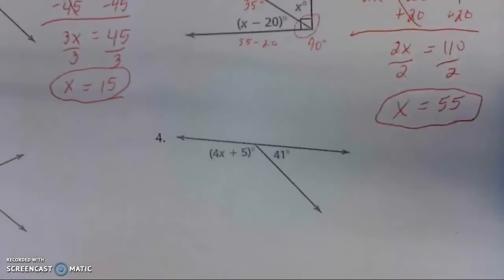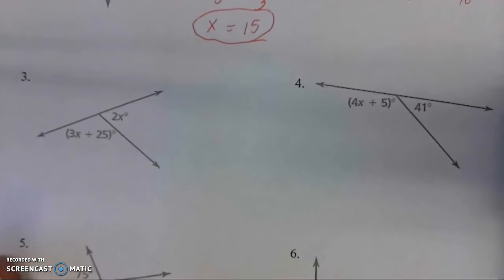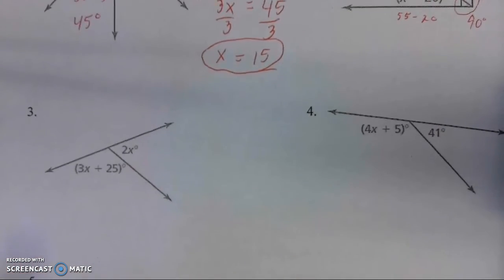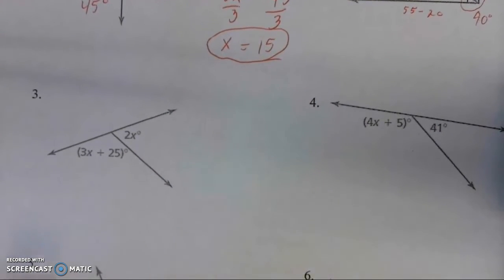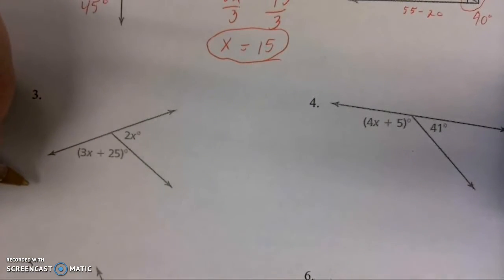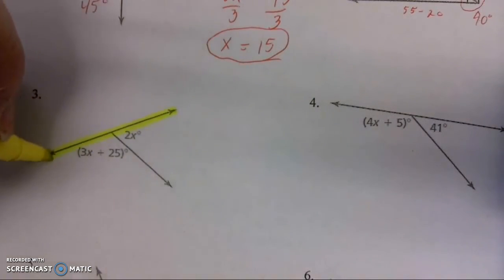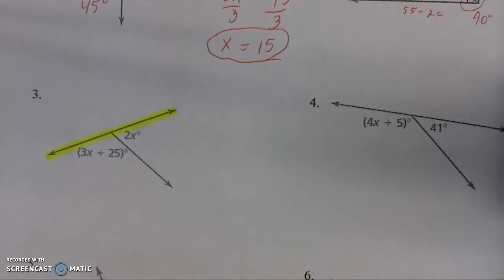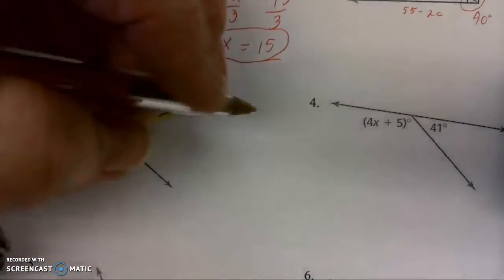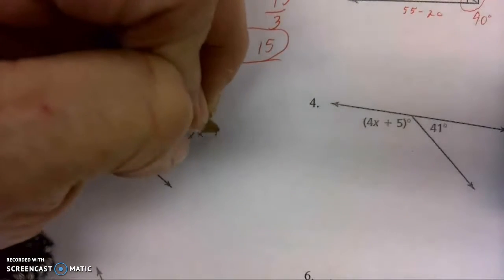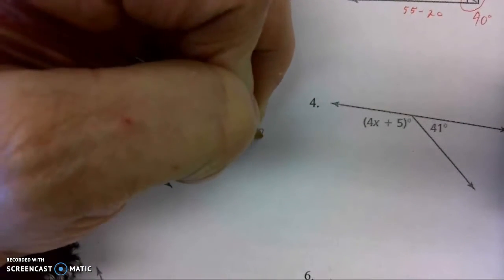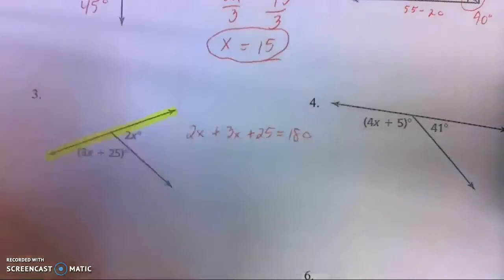Okay, problem number 3. Now, notice, problem number 3, that is not a right angle. I don't see my little right angle identifier there. But what I do have right here is a straight line. And I know that the measure of a straight line is 180 degrees. So these two angles are supplementary, which means when I add them together, I have to get 180 degrees. So same as what we did with the previous two. 2x plus 3x plus 25 equals 180.